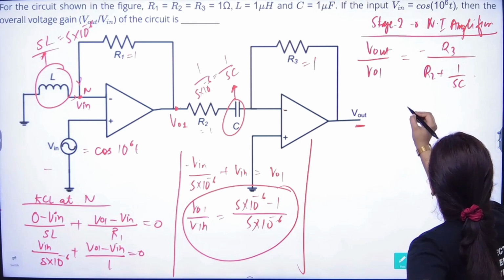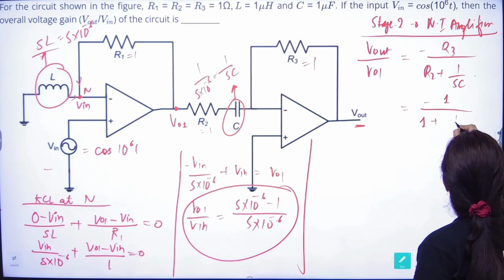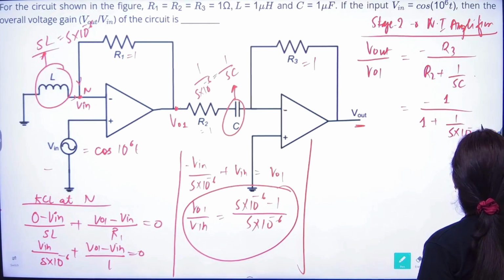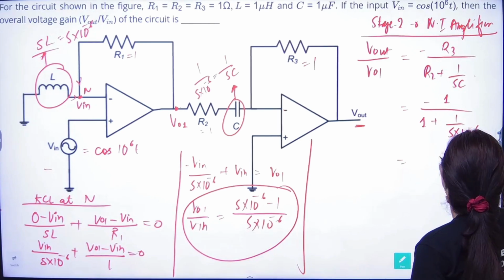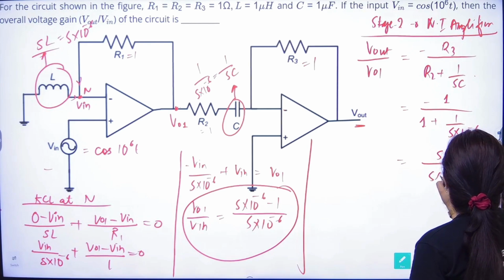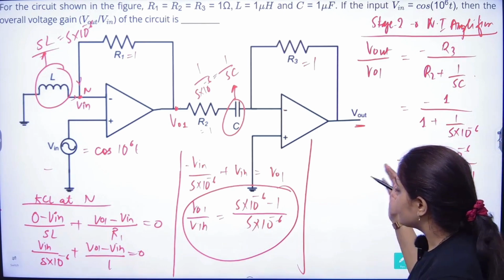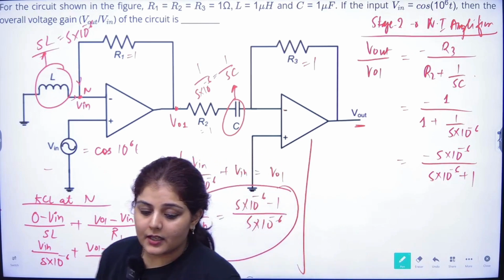We just need to solve this down a little bit. So that will be minus 1 plus 1 by S into 10 raised to power minus 6. So what will be this? This will go up, S into 10 raised to power minus 6 divided by S into 10 raised to power minus 6 plus 1, right? So that will be the gain.